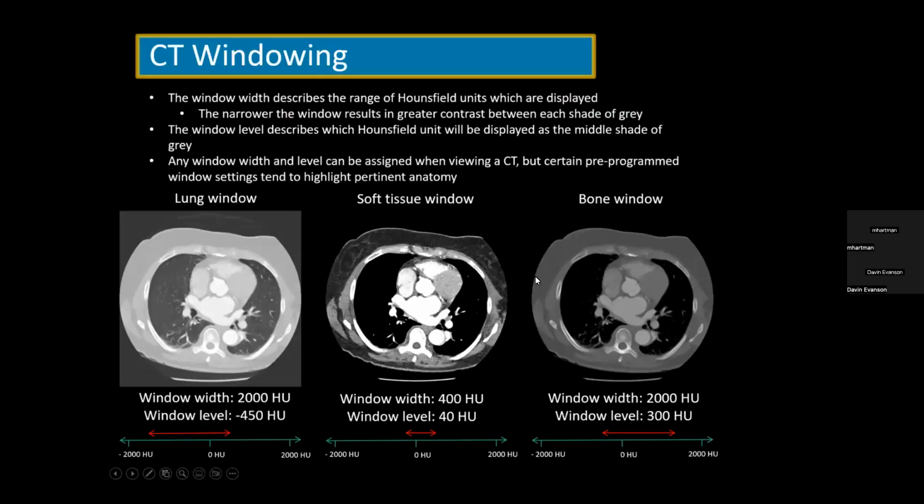Some general information, which is helpful to whatever specialty you're going into. You might have seen someone changing the windows when they're going through a CT scan. All that means is they're changing the grayscale. Here we see the lung detail. This is more of a soft tissue window, and this is a bone window.